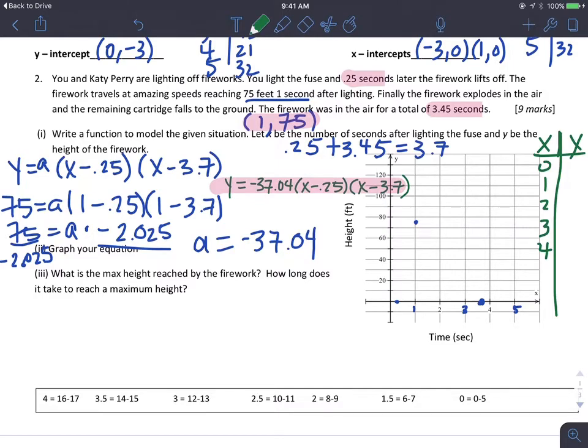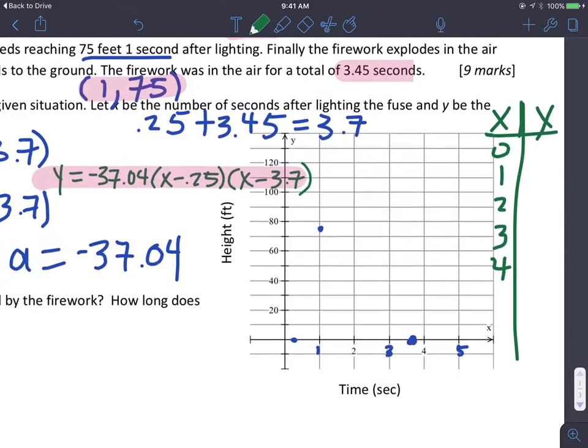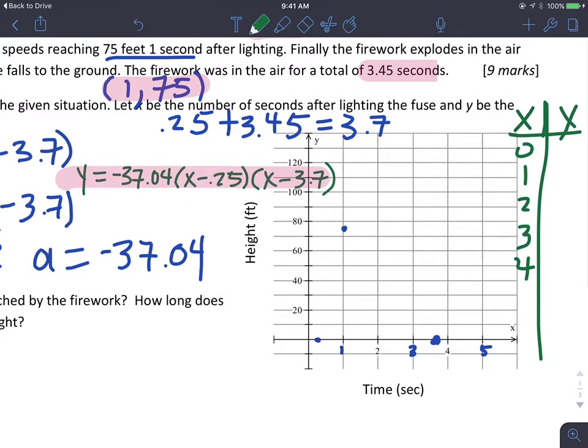So using the table on my calculator, I've got a negative number for 0. 1 we know is 75, and that is what I got again. 2 is 110.2. 3 is 71.3. And 4 is negative 41.7.